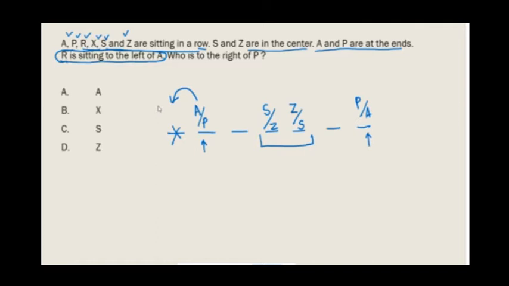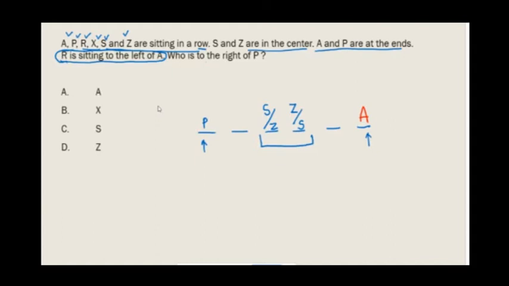Now, what am I supposed to do? I cannot take A at this place. Why? Because to the left of A, I need to have R. So, A's definite position is the right end. It is not the left end. Alright.